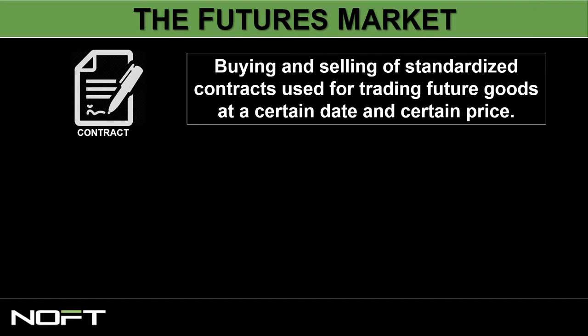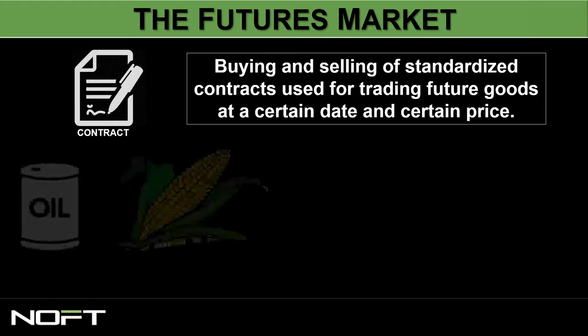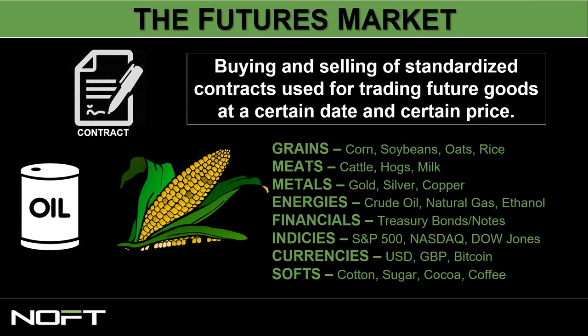When you're trading the futures market, what you're basically doing is buying and selling standardized contracts. That's the key. That are used for trading future goods at a future certain date and price. I remember when I was looking into this, I had people that would just confuse the heck out of it. Let me make this very, very simple. Everything from commodities, metals, energies, currencies even, but it's trading contracts. I'll explain what I mean here. This will make a whole lot of sense, because I remember when I was a Forex trader trying to look into this, it just didn't make sense.